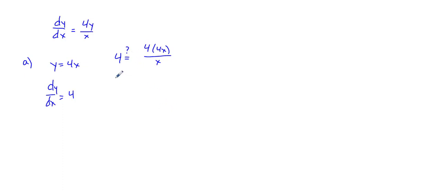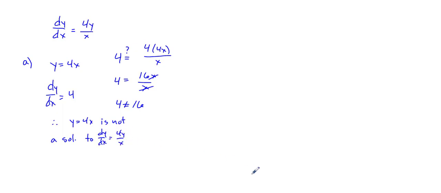Let's see here. 4 equals, what would that be? 16. x over x, x is divided out. Does 4 equal 16? No way. I wish it did, right? Therefore, y equals 4x is not a solution to dy dx equals 4y over x.